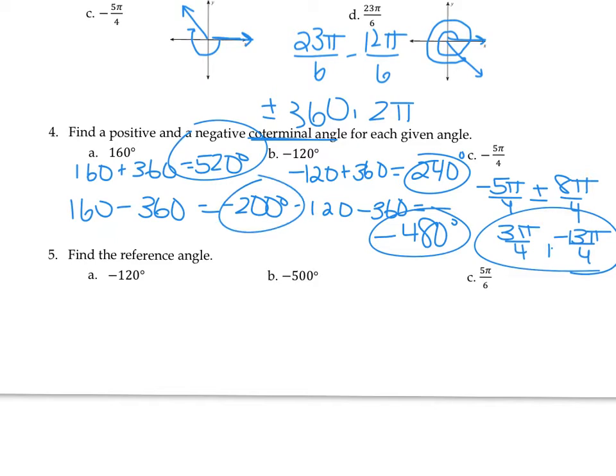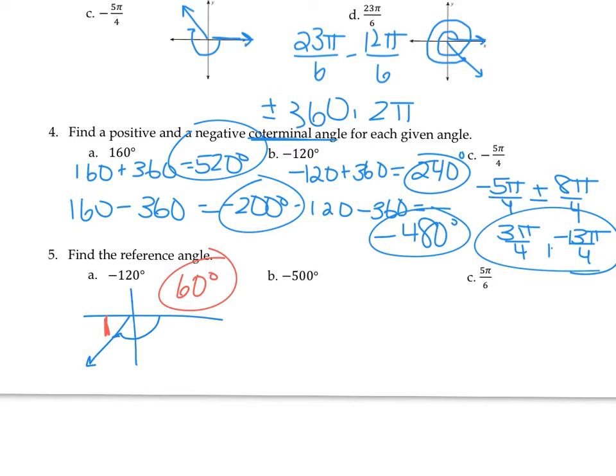Now if we talk about reference angles, it's the closest distance to the x-axis. So negative 120 degrees is about here. I want to know the distance between the x-axis, negative 180, and negative 120. Well, that's 60 degrees. Reference angles are always positive, so that's a 60 degree difference.